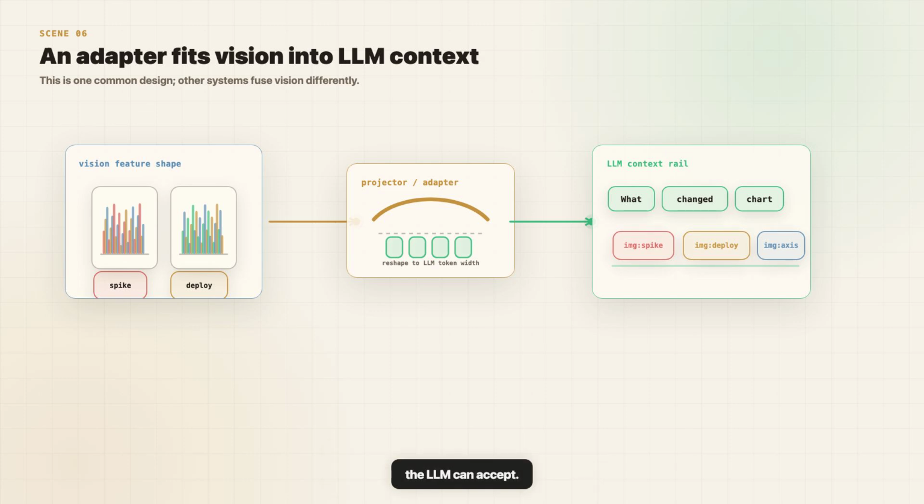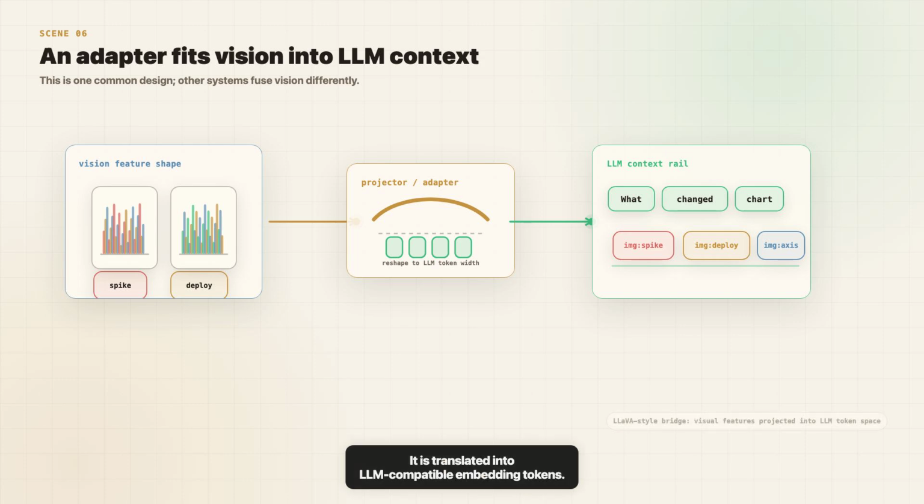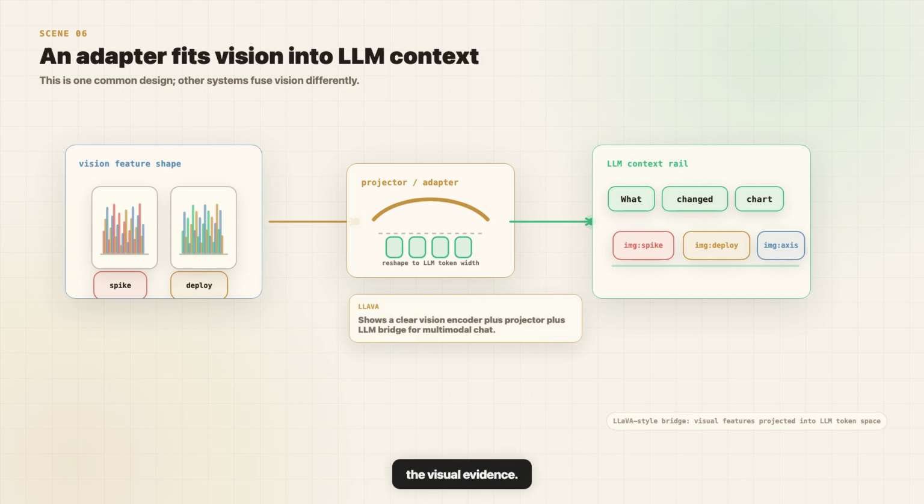The conclusion for a mental model is this: the image is not sent into the LLM as raw pixels. It is translated into LLM-compatible embedding tokens. In a LLaVA-style design, those projected image features can sit beside text tokens, so the model can answer using both the question and the visual evidence.